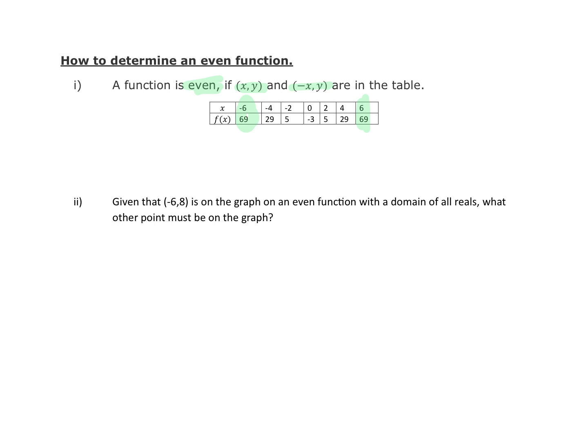And that's not the only case. If I look at this one, I have -4 and 29 and I have +4 and 29. The output is the same. And for the input, one is positive, the other one is negative. In the same way, I'm going to check this one here, -2 and 2, and they both produce 5. So this is an even function.